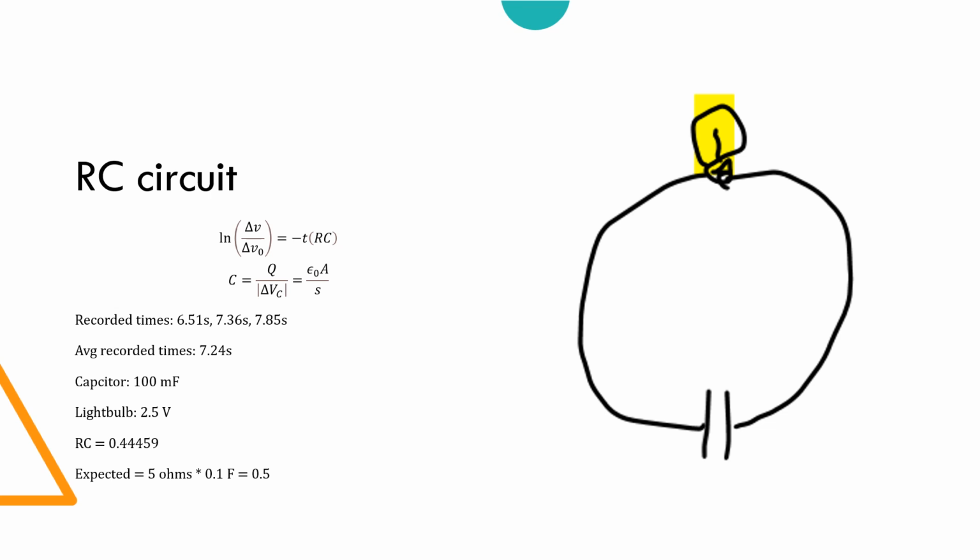And then next we have our RC circuit, where we were told to have our little circuit here where we charge the capacitor with a battery, then unhook the battery and put a light bulb in and see how long it would glow. We did this a few times to get this average recorded time of 7.24, and it was found that the expected value should have been about 0.5, and the actual value was 0.44459, so rounding up, it would be somewhat close, actually.